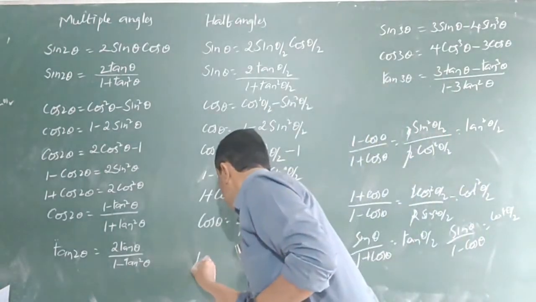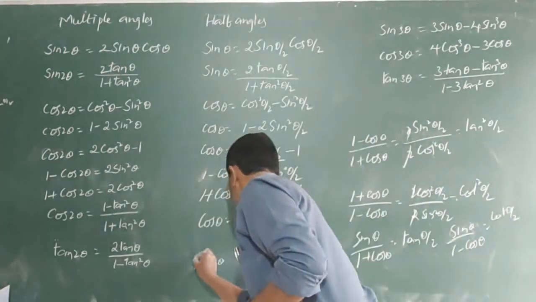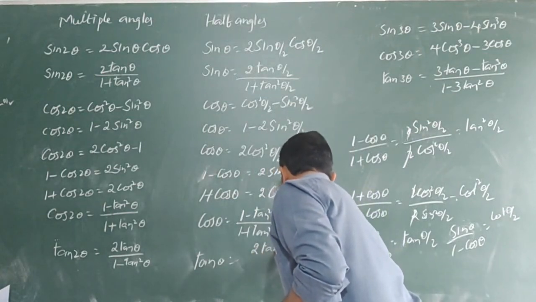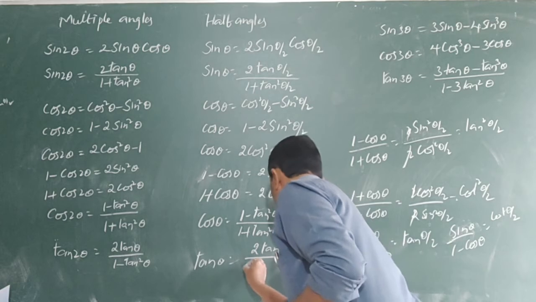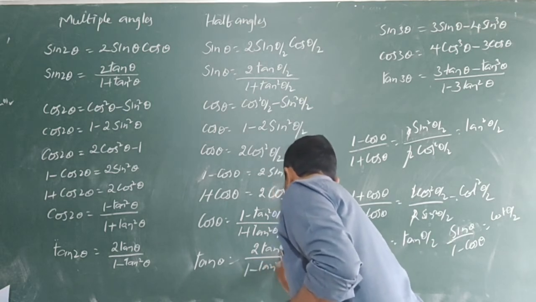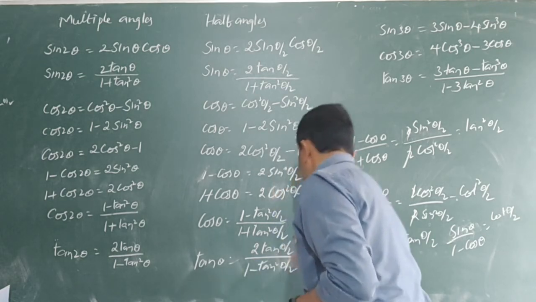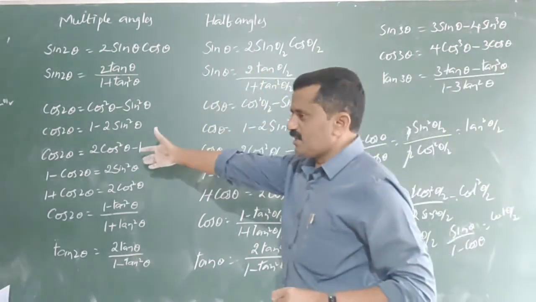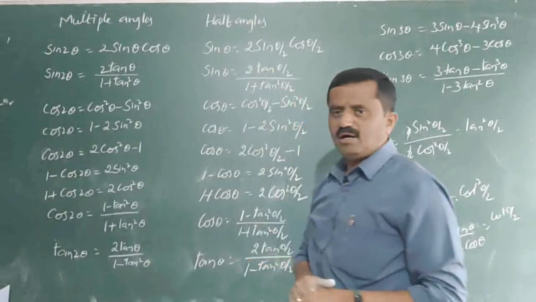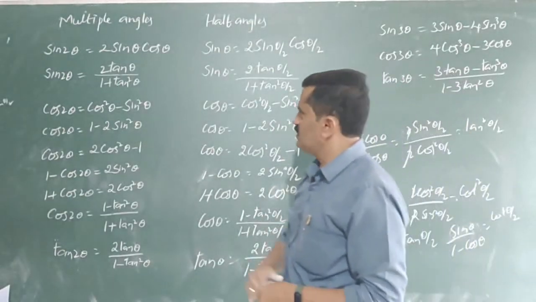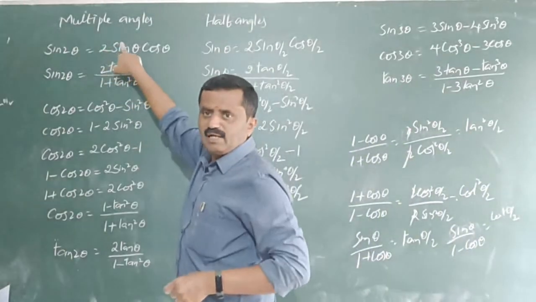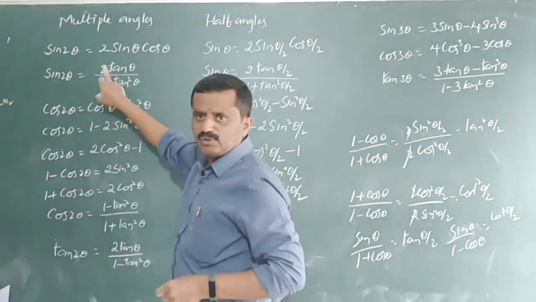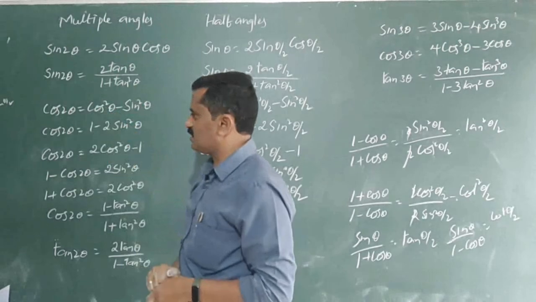So then how to express this in terms of half angles? Tan theta is equal to 2 tan theta by 2, whole divided by 1 minus tan square theta by 2. So this is how to express these multiple angles in terms of half angles. Again remember, sin 2 theta is equal to 2 sin theta into cos theta. Sin 2 theta in terms of tan theta is 2 tan theta divided by 1 plus tan square theta.